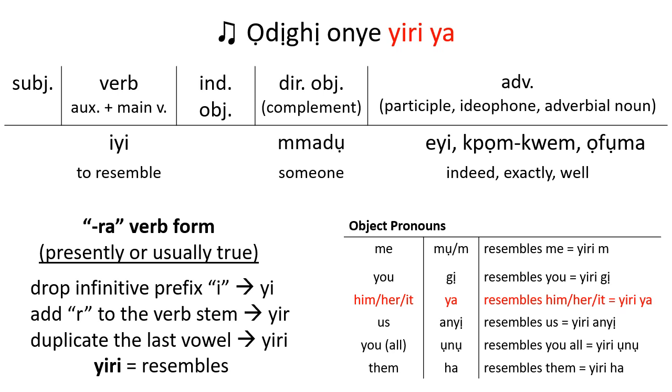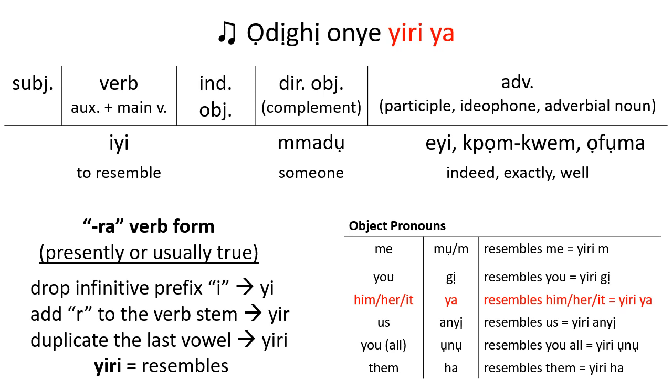Ada yiri anyị. Ada resembles us. Ada yiri unu. Ada resembles you all. And Ada yiri ha. Ada resembles them. You can also remove ya from the sentence too if you want, since that mmadu can be anyone, and say something like Ada yiri ebube. Ada resembles ebube. Ebube yiri mama. Ebube resembles mama, and so on and so forth.